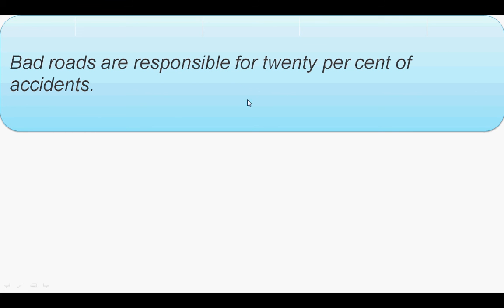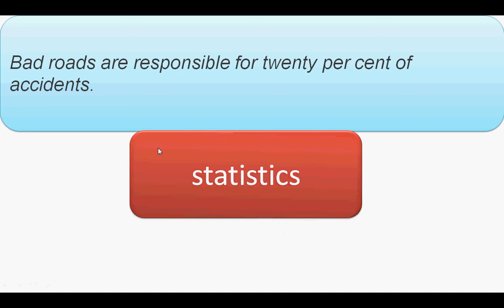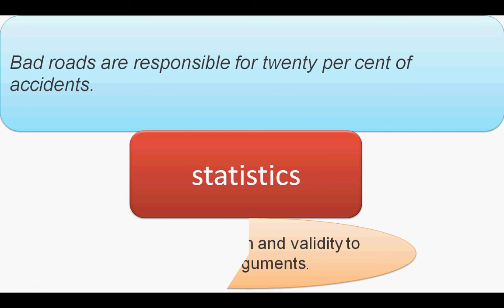That's another way of statistics. As you can see here, it all comes in letters. So if you are looking for numbers, clear numbers, written in numbers, you will not find them. So you have to read the lines and find statistics and numbers even if they are written in letters in this form. Bad roads are responsible for 20% of accidents. So statistics here again. Why? To add strength and validity to the argument.